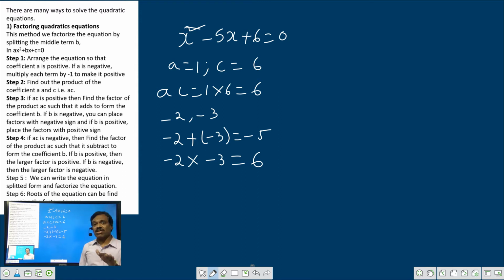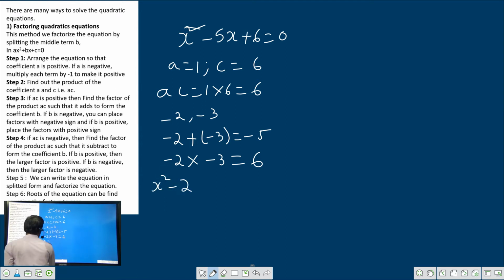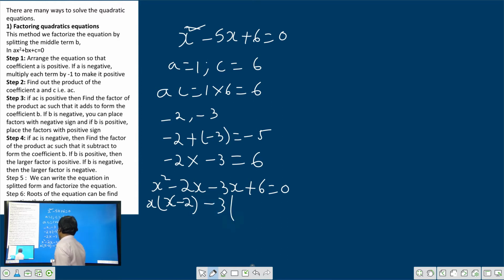Because my b is negative, which is minus 5. Okay, that's why just write that one. That is x square minus 2x minus 3x plus 6 is equal to 0. So once again, what is common? x is common in these two. x minus 2, minus 3, sorry.